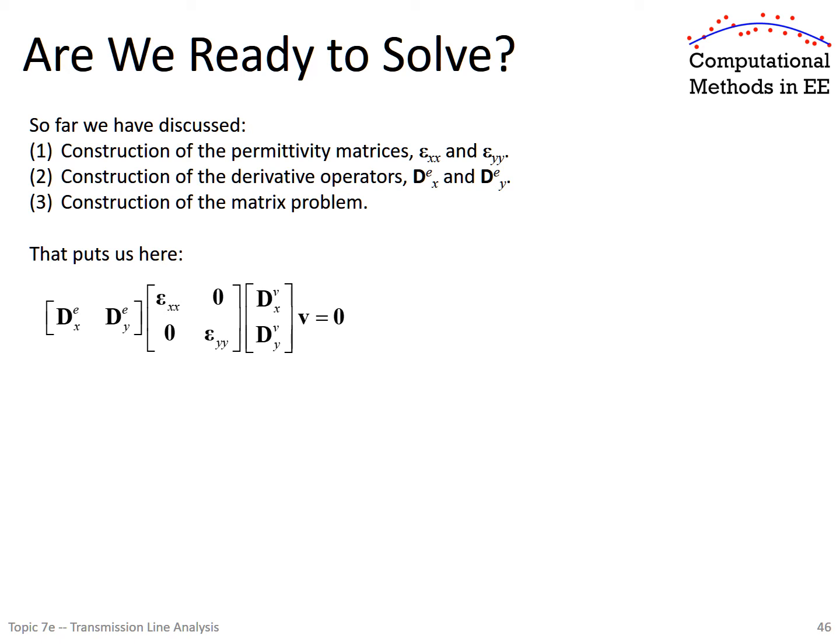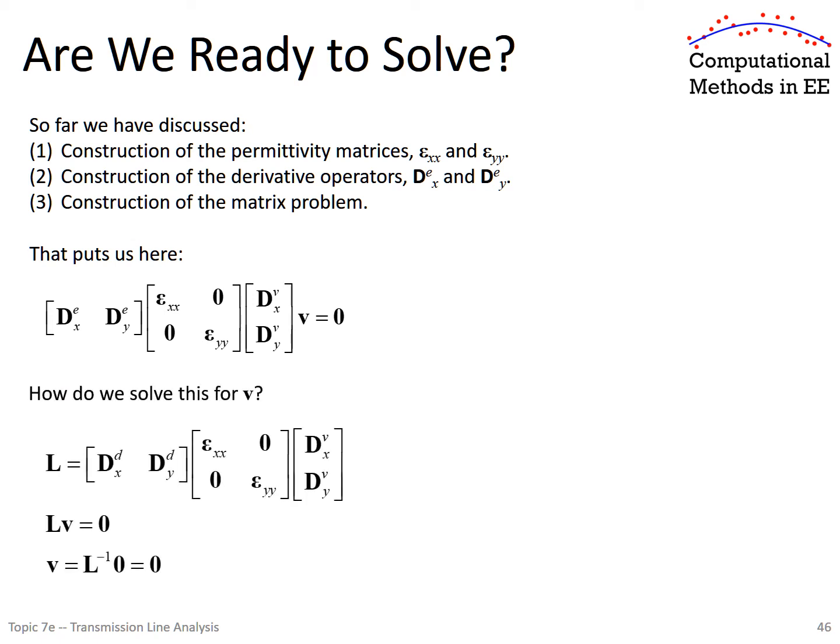So we have our first inhomogeneous Laplace's equation. We discussed the 2x grid technique and diagonalizing these epsilon arrays. We know how to make these derivative matrices for a staggered grid, and we have everything now to build this equation. Now, if we try to solve this for V, we essentially have an L times a V equals 0, and so when we try to solve that, our scalar potential is just 0. We get a trivial solution.